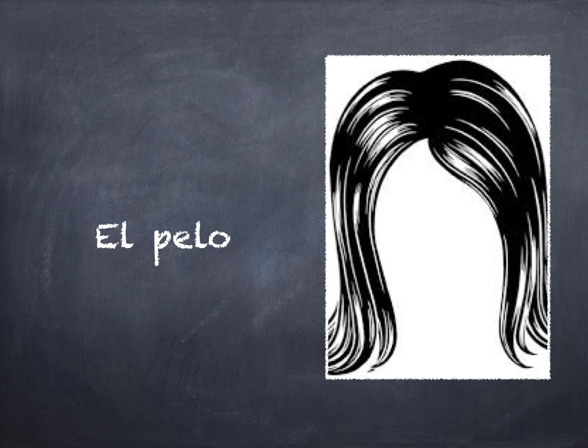El pelo is the word for hair. So we've kind of seen this word before when we learned the word pelirrojo way back at the beginning of the year, which means red-haired or red-headed. So you could think of that literally as pelo and then rojo, red hair. So pelirrojo, pelo is the word for hair.